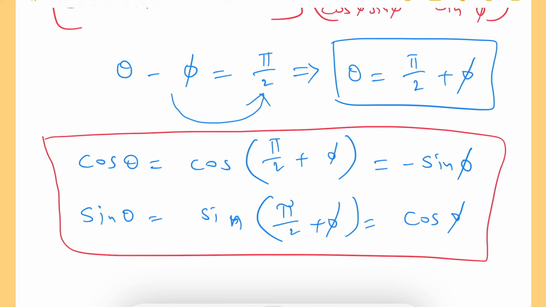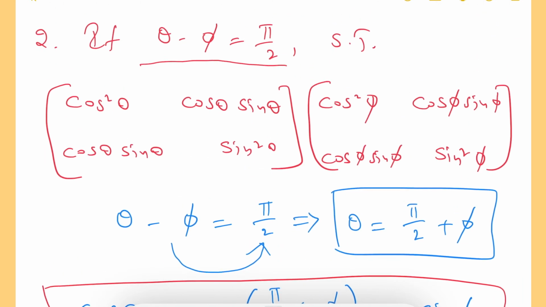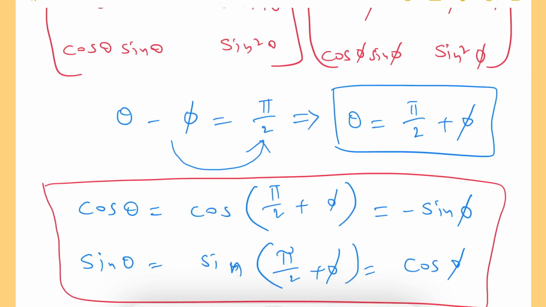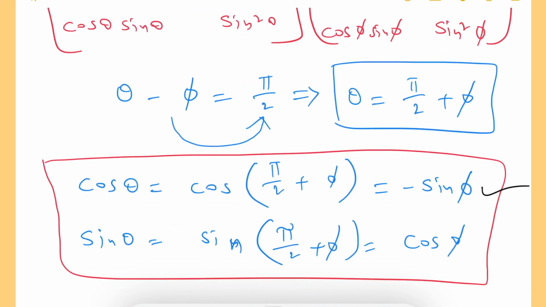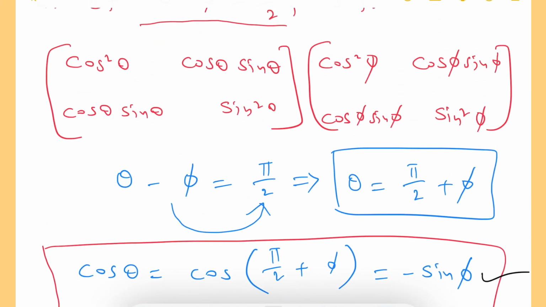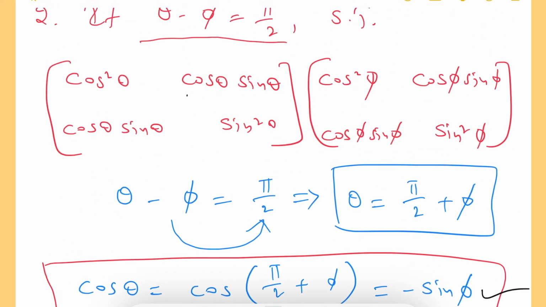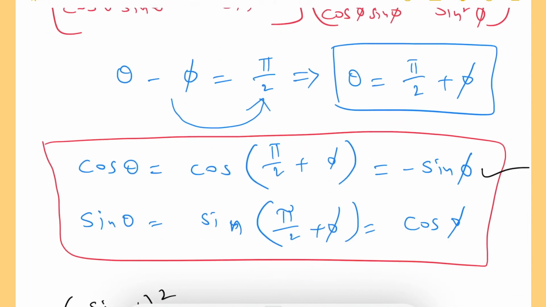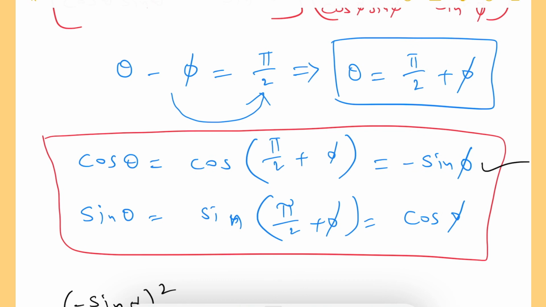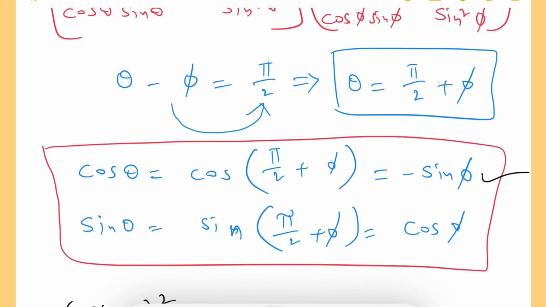Okay, now we need to make some changes in the given question, only in matrix A. If you observe matrix A clearly, it is given as cos square theta. The cos theta value we got is minus sine phi, but here we are squaring, so minus sine phi whole square. Next, we have cos theta sine theta. Cos theta is nothing but minus sine phi, and sine theta is cos phi.